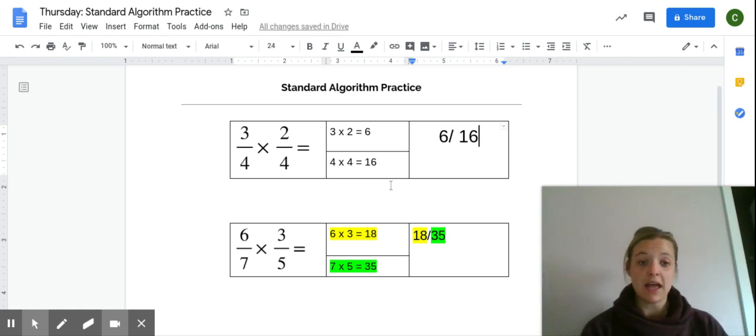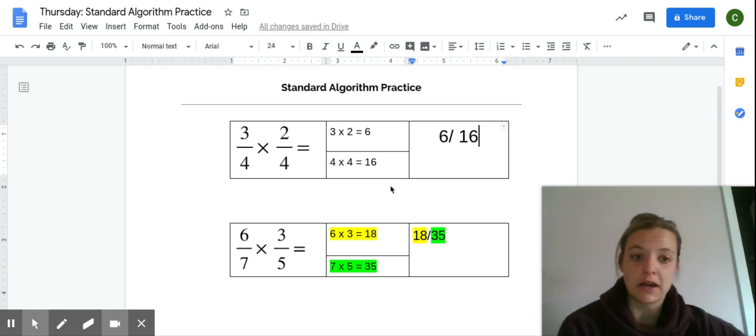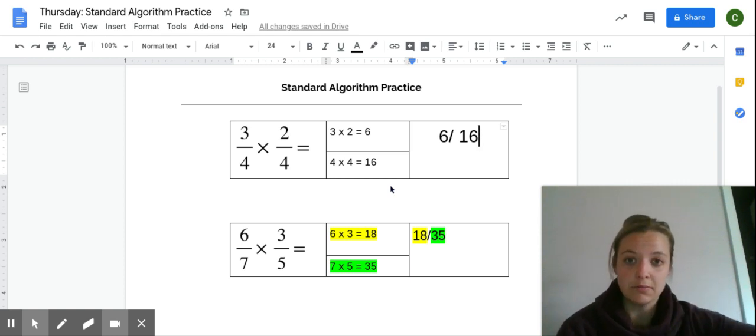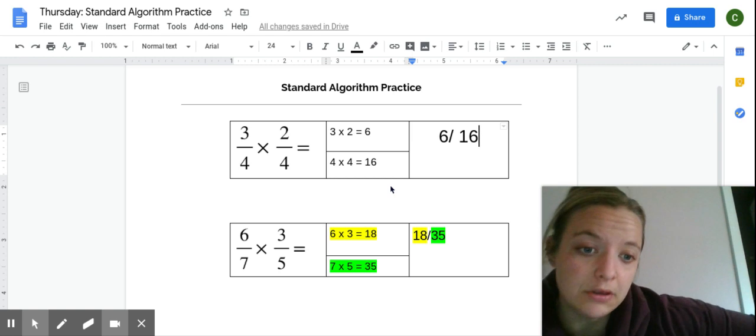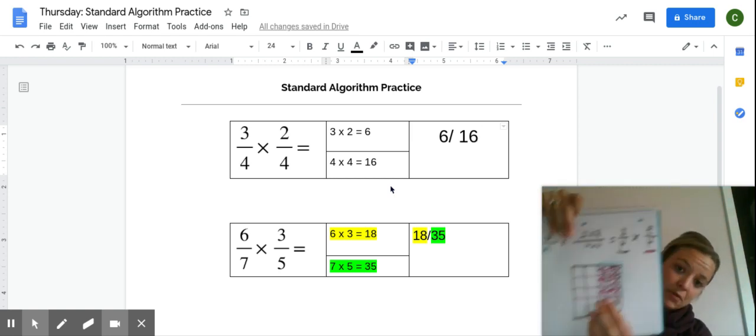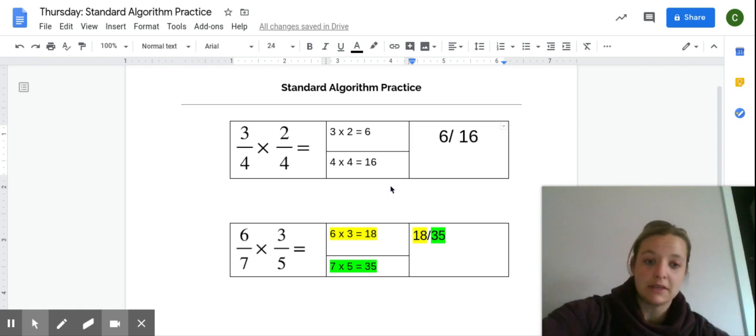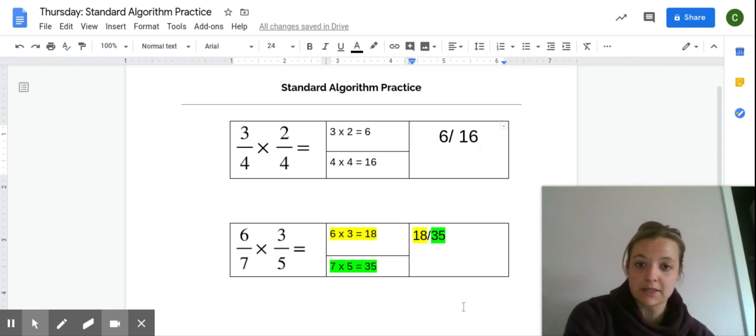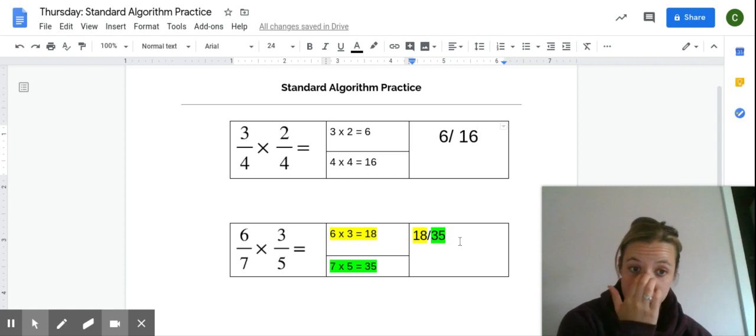So today you have 5 problems that you need to practice the standard algorithm for multiplying fractions. If you need help, look back on this video and draw the area model, but I'm going to include an example in your work that looks like this, and you need to follow this format.